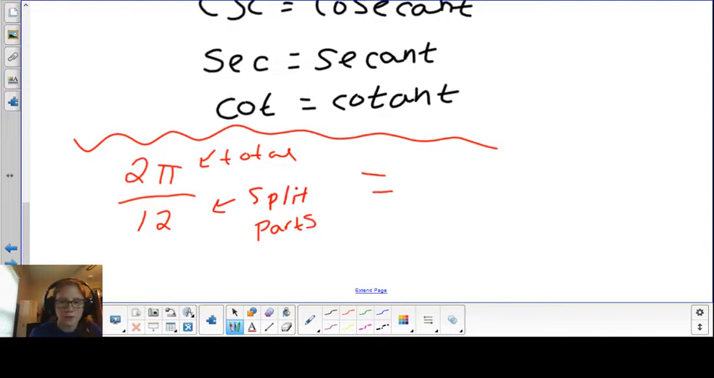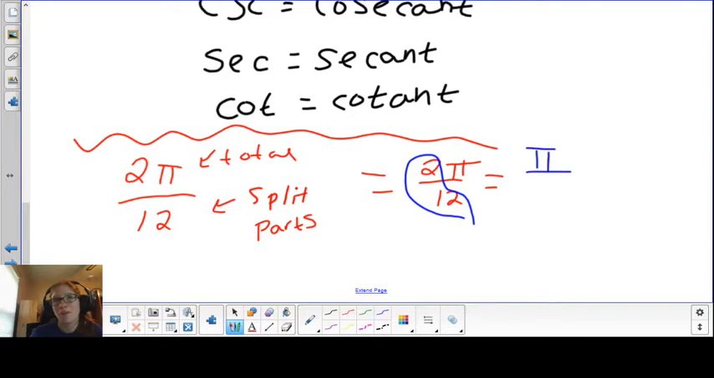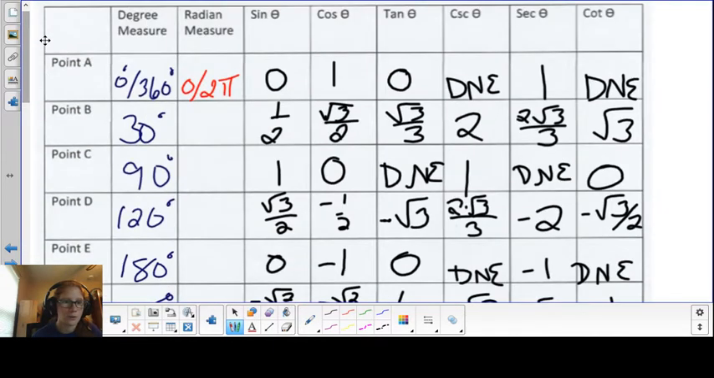Okay, so that gives me the fraction of 2 pi over 12. Can I reduce 2 and 12 at all? Do they have any number in common that can be divided out? Please say yes. Good, I can divide both by 2. What is 2 divided by 2? 1. It's 1 times pi. So if you see pi by itself, there's an invisible 1. 12 divided by 2 is 6. So that first radian measure is pi over 6. I didn't give myself enough space or the right color.